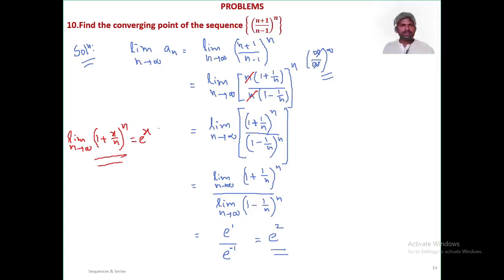So this is the first method. You can do it by the second method also. I'll give the hint, and you try again. So this is by the first method. Let us do it by the second method. Method number 2.